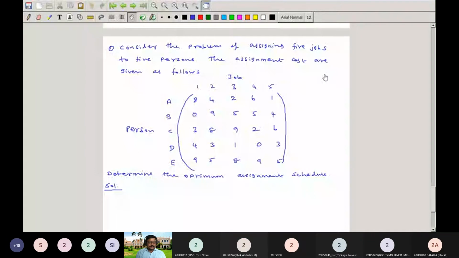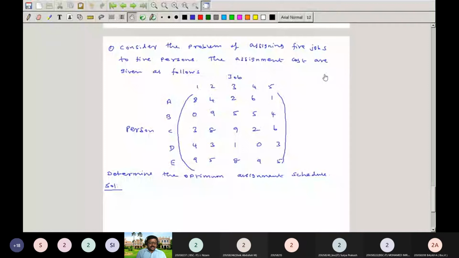Part B: examine the columns successively until a column with exactly one unmarked zero is found. Make an assignment to this single unmarked zero by encircling it and cross any other zero in its row. Continue until all the columns have been examined. Step 4: apply the optimality test.